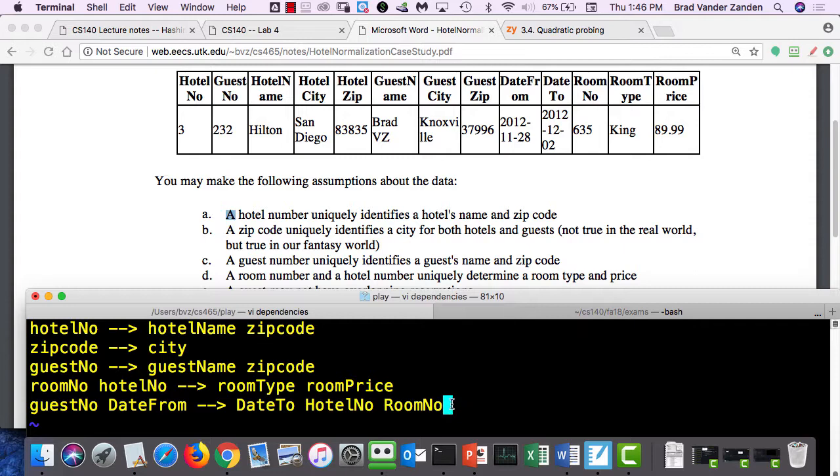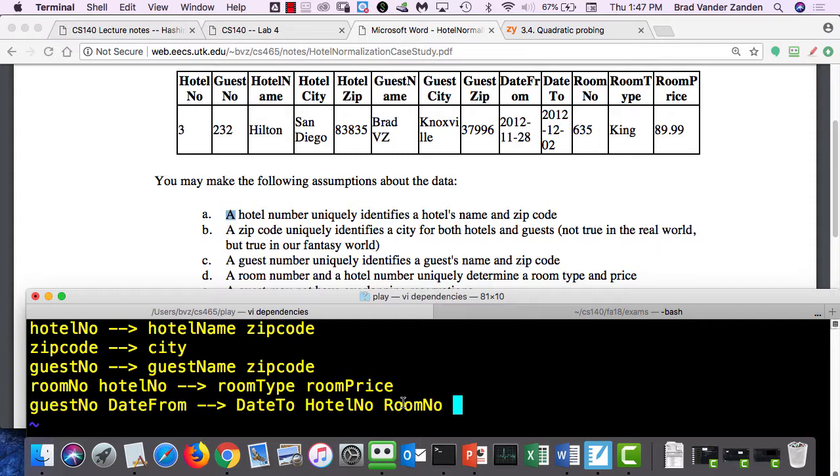It's going to determine the room type, the room price. But why don't I include room type and room price here? Because room number and hotel number, so these two attributes together determine these. So if we already can determine attributes from attributes on the right-hand side, i.e. a transitive dependency, we don't list those attributes on the right-hand side. So guest number and date from directly determine only these three.